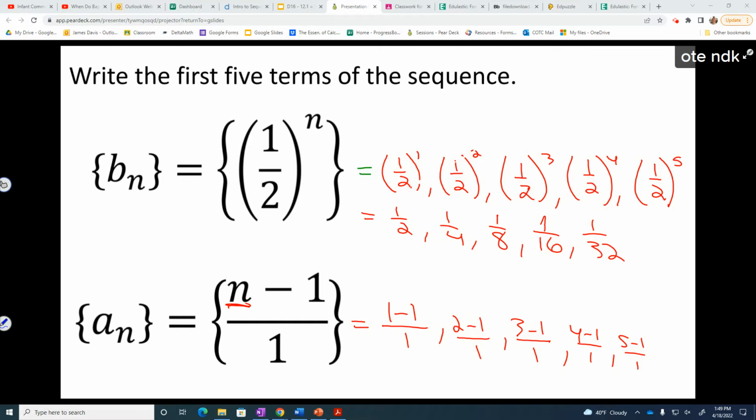The concept of this is really like a pre-algebra concept. It's just like taking these patterns and putting it in pre-calculus notation. So this is 0 over 1, which is 0. This would be 1 over 1, which is 1. 2 over 1, which is 2. 3 over 1, which is 3. And 4 over 1, which is 4. So that's this.